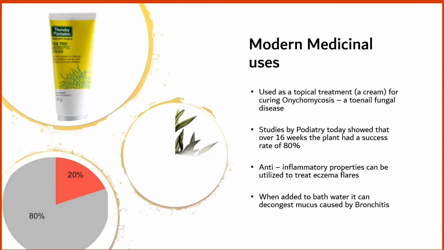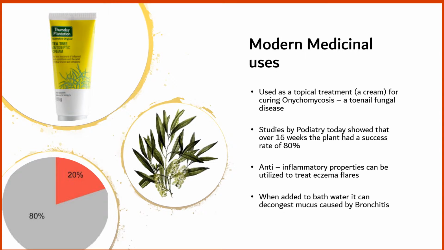Tea tree oil is used in curing onychomycosis, a toenail fungal disease. A study conducted by Podiatry Today showed that over 16 weeks, the plant had a success rate of 80% in curing the disease. Its anti-inflammatory properties can be utilized as a topical cream to ease eczema flares, and when the oil is added to a water bath, it decongests mucus caused by bronchitis.